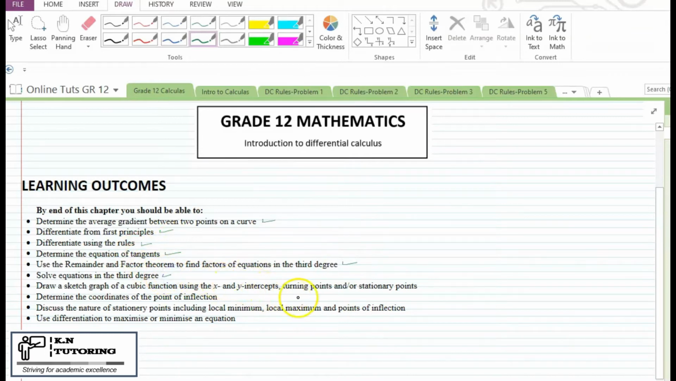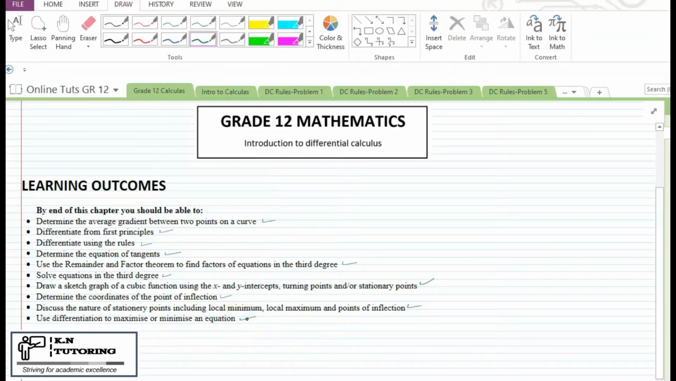You must draw a sketch graph of a cubic function using the x and y intercepts, turning points and or stationary points. You must determine the coordinates of the point of inflection. You must discuss the nature of stationary points, including local minimum, local maximum, and points of inflection. And lastly, you must be able to differentiate to maximize or minimize an equation.